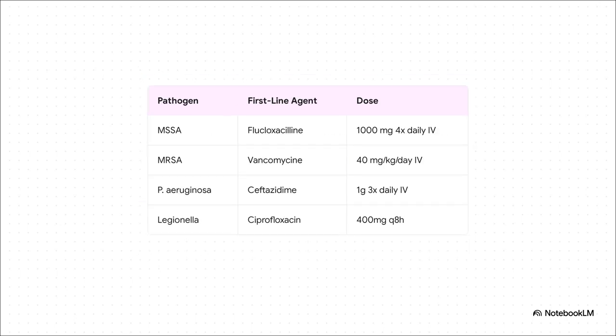But then, once the lab calls with the specific bug and what it's susceptible to, we pivot. This is called de-escalation, and it's a cornerstone of good antimicrobial stewardship. We switch from that broad shotgun approach to a targeted rifle shot. If it's a simple MSSA, we use flucloxacillin. If it's the dreaded MRSA, we bring out the vancomycin. This kind of precision is what wins the fight while minimizing resistance.